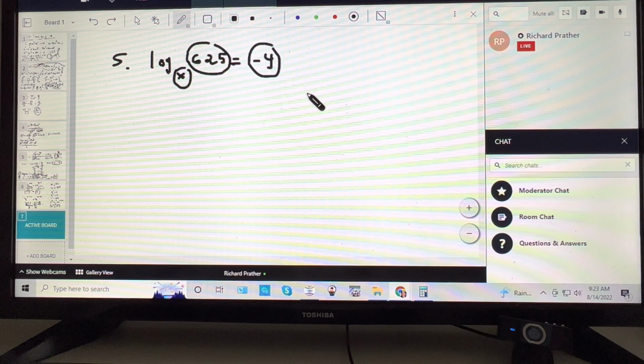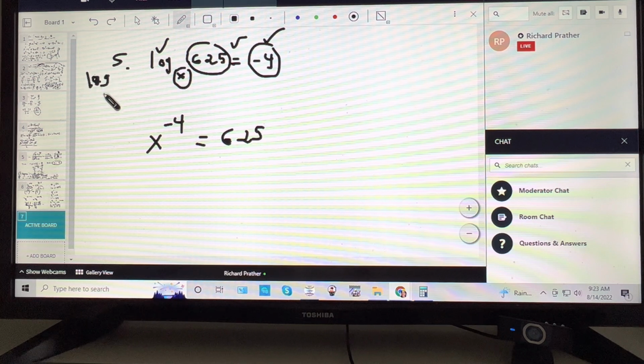You got your three parts of a log. There's an equivalent exponential version. So you say to yourself, which of these three things is a base? And we read this log base x, so x is the base. Which of these three things is an exponent? A log is an exponent, so the -4 is the exponent. And then I haven't used the 625 yet. So this, we just went from log form to exponential form. They're two equivalent forms.